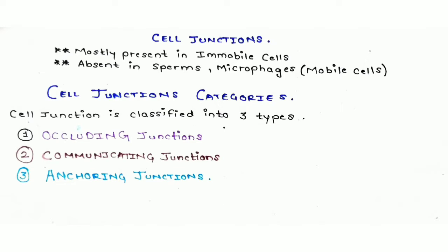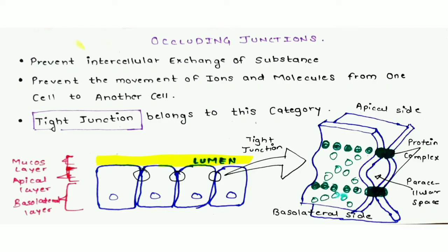They are absent in sperm and macrophages, as they are mobile cells or movable cells. Cell junction is classified into three types. The first is occluding junction, second communicating junction, and third anchoring junction. In this video, we'll discuss these three types of cell junction. So let's start with the occluding junction.